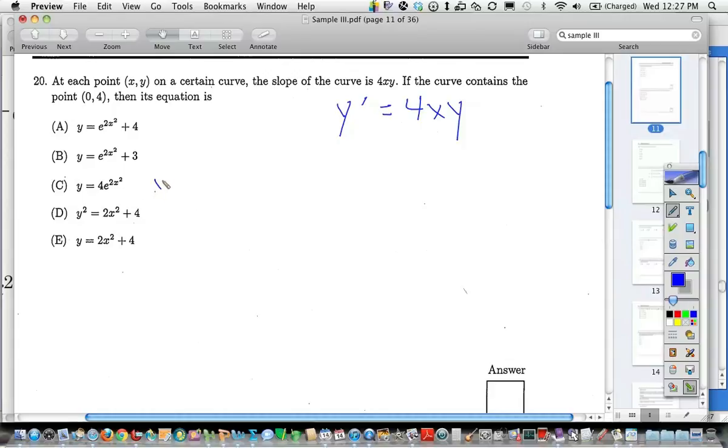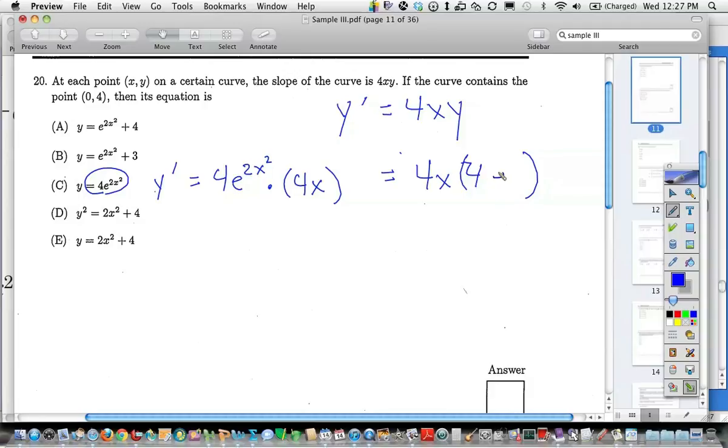If I try to do the derivative of C, 4 would just sit there, so I'd have 4e to the 2x squared, and then times the derivative of the inside, which would be 4x. Now let's see if that matches up over here. You'd have 4x, and then y would be what? Well, y would be this, right? So that'd be 4e to the 2x squared. And sure enough, those two are the same. So it looks like C is right.